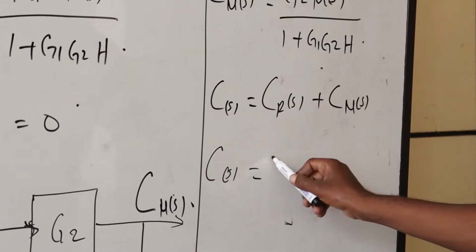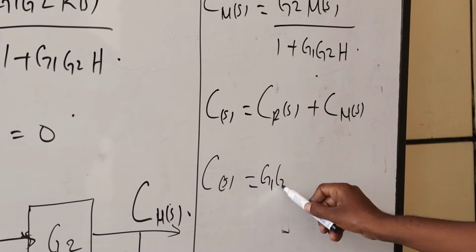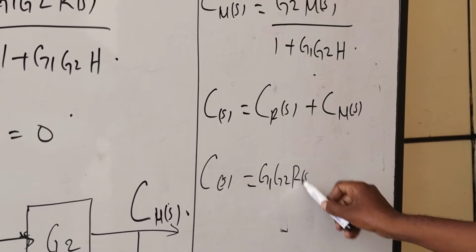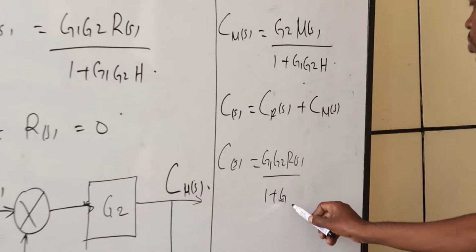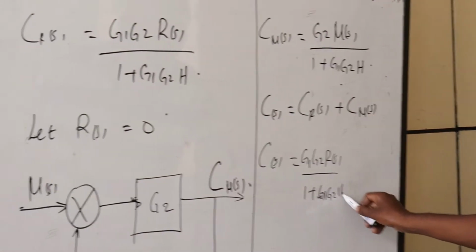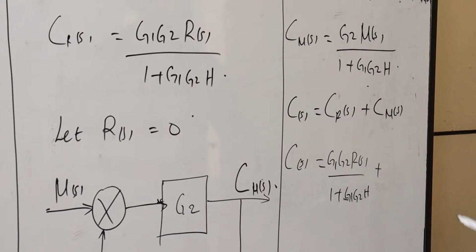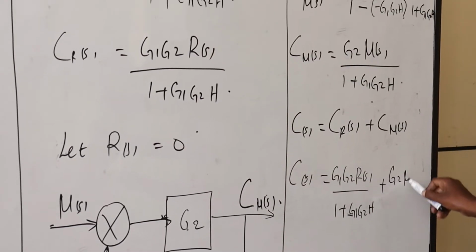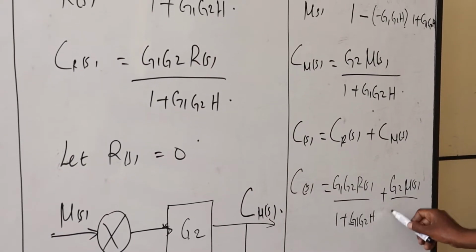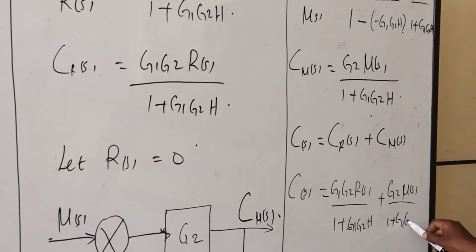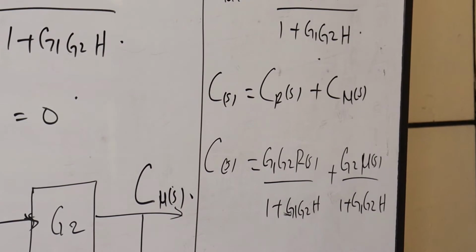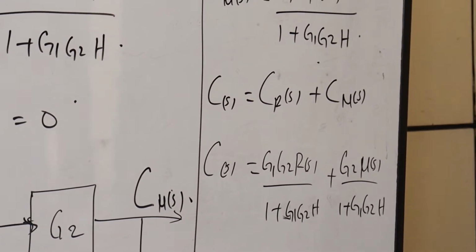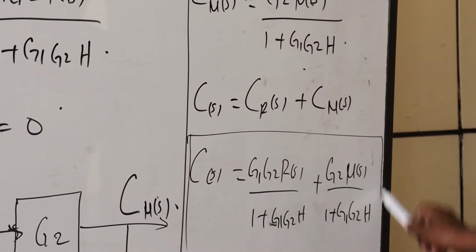So C of S is now going to be G1, G2, R of S all over 1 plus G1, G2H plus G2 mu of S all over 1 plus G1, G2H. So that is what you are going to have. In this case, you shall have obtained the overall transfer function.